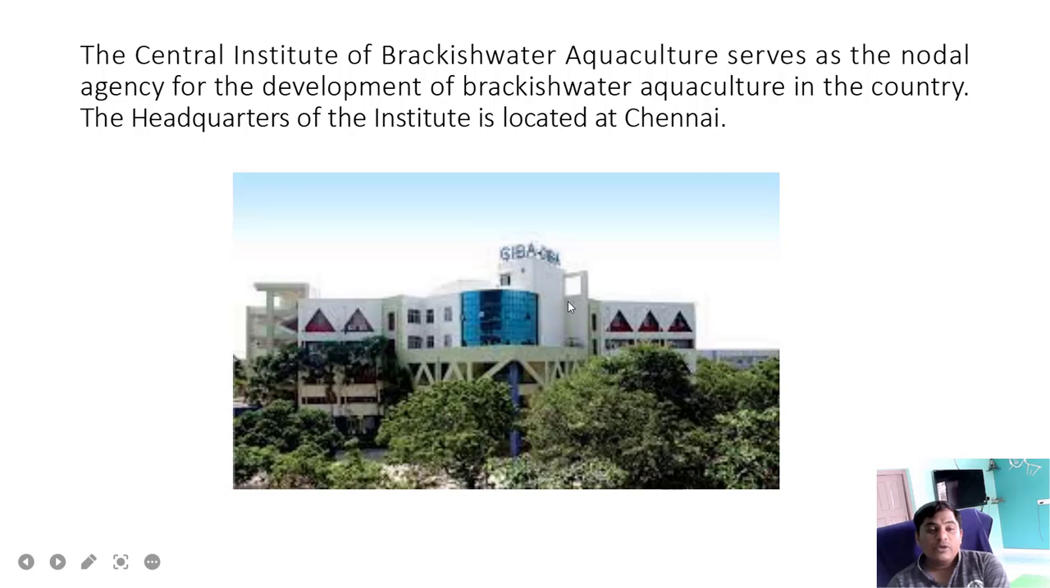Okay, now this is CIBA, the Central Institute of Brackishwater Aquaculture. It serves as the nodal agency for the development of brackishwater aquaculture in the country. Whatever research is going on in brackish water, this institute is responsible for that purpose. The headquarters of this institute is located in Chennai.